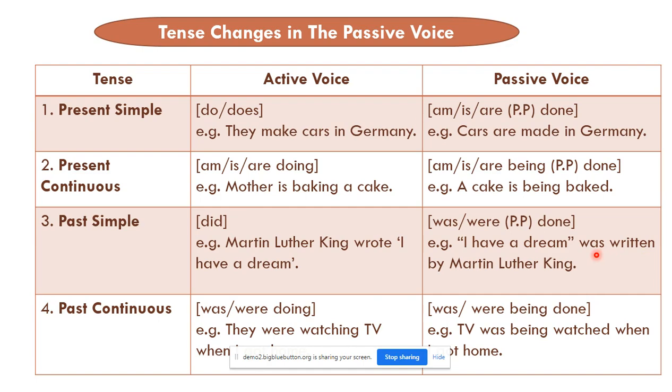What happened here? The change is that in the present I use am, is, are followed by the past participle, but in the past simple I use was or were, which are the past of the verb to be. Was or were followed by the past participle too. So "I have a dream was," because was refers to the speech, a singular. Written, the past participle of write, wrote, written by Martin Luther King.